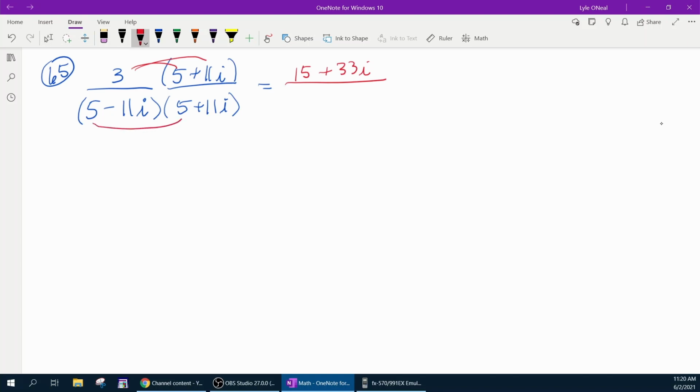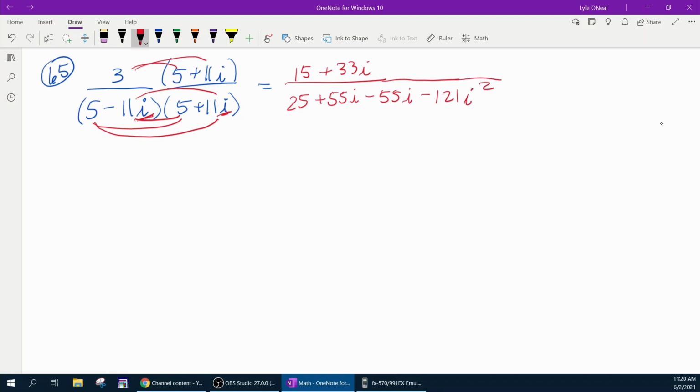Here we go. 5 times 5, 25. On the outside, plus 55i. On the inside, minus 55i. And last but not least, -11 times 11, that's -121. i times i gives me i squared.